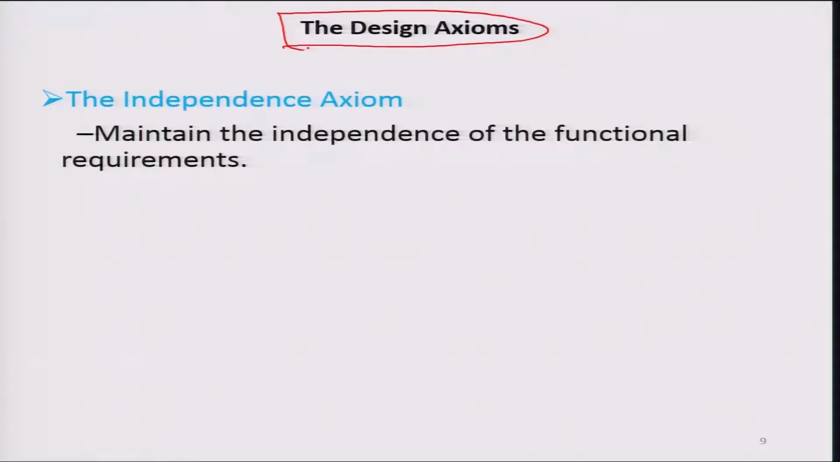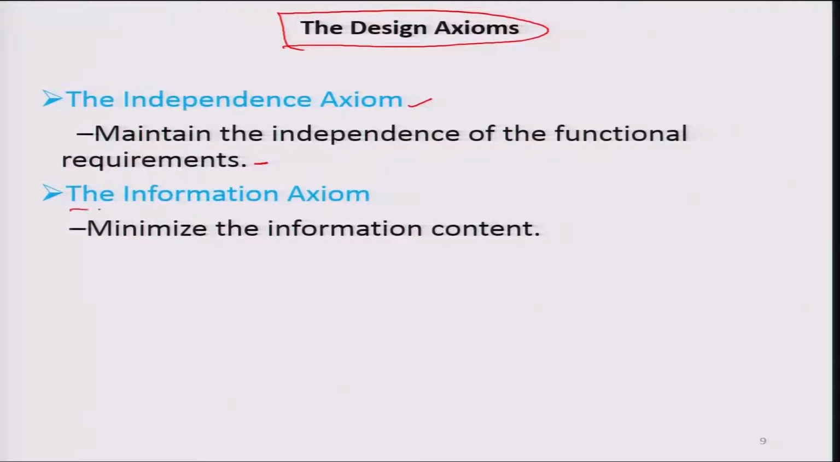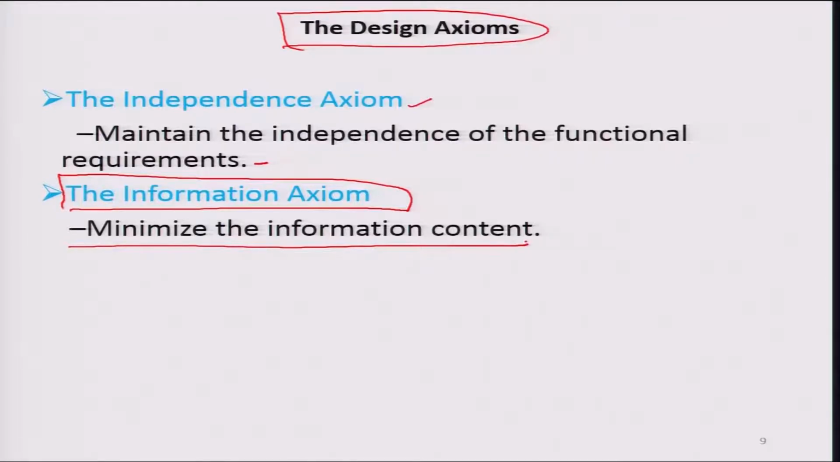In a broad way, the design axioms can be classified into two parts. First one is the independence axiom. And what is the independence axiom? It maintains the independence of functional requirements. It indicates that the aspect in the preceding domain should be independently satisfied by the choices carried out in the next domain. And second one is the information axiom. Here the primary purpose of this axiom is to minimize the information content so that you can make the design independent.